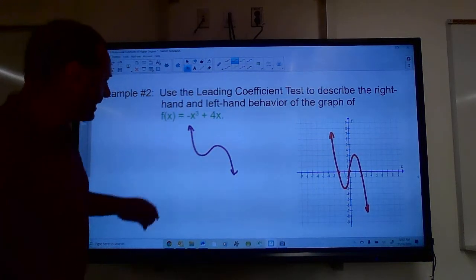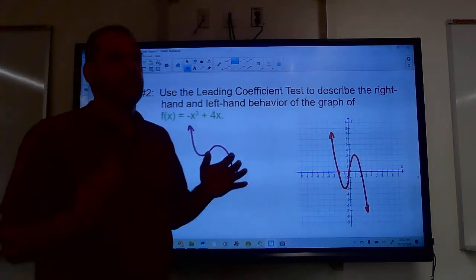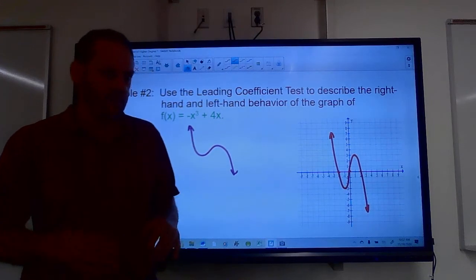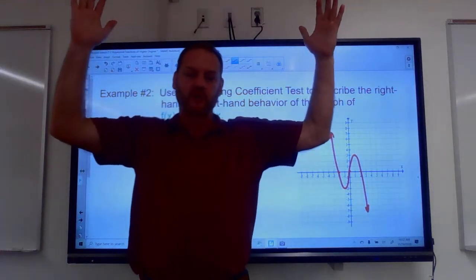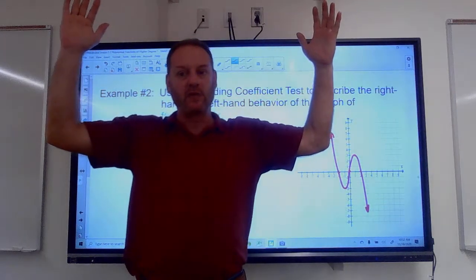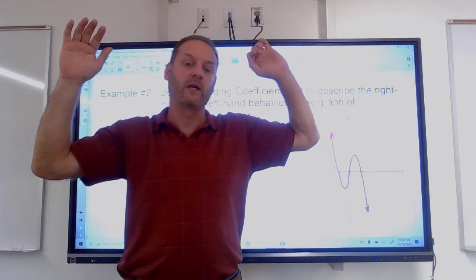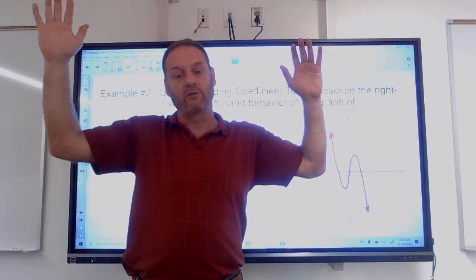Now, when you're talking right and left-hand behavior, all you're trying to determine is what the ends of this thing look like so you get an idea of shape. So, for example, if you had an x squared, that's a parabola. It's going to look like this. The right-hand behavior, in your case, is going to be here, okay? It's going to go to infinity. On the left-hand behavior, it's also going to go to infinity.